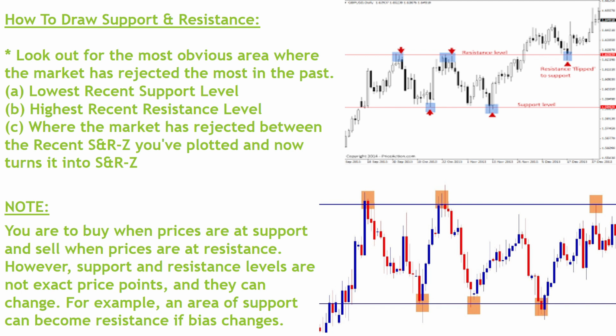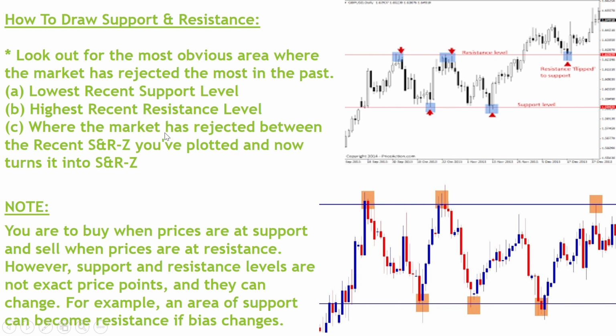A, the lowest recent support level. If you want to plot your support and resistance level, when you open your chart, the first thing to look for is the recent support level. You plot it out, which is the A here. Then after plotting out the recent support level, you look to the upside to plot out the recent resistance level, which is the highest resistance level at the upside and the lowest support level on the downside.